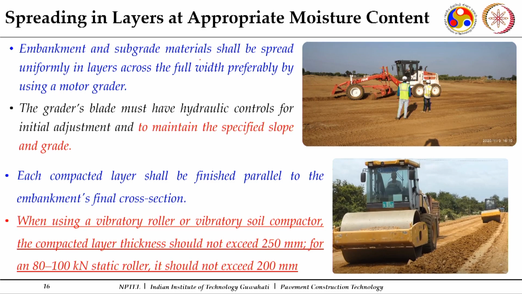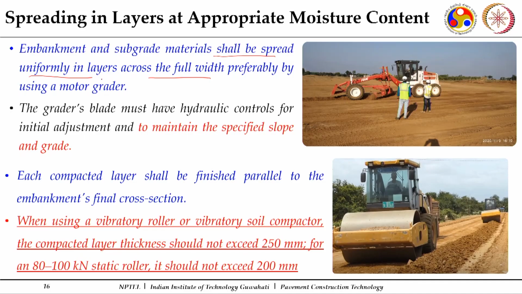Embankment and subgrade material should be spread uniformly in layers, and a particular layer thickness should be followed depending upon your compaction equipment, how much it can compact in one go. So, spread uniformly in layers across the full width, preferably using a motor grader. We will discuss this in detail when we discuss construction equipment. A motor grader has a movable blade, so it can spread the soil and help you maintain the grade as well as the cross slope.